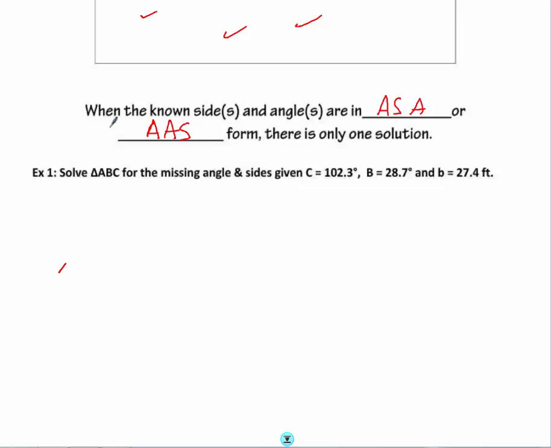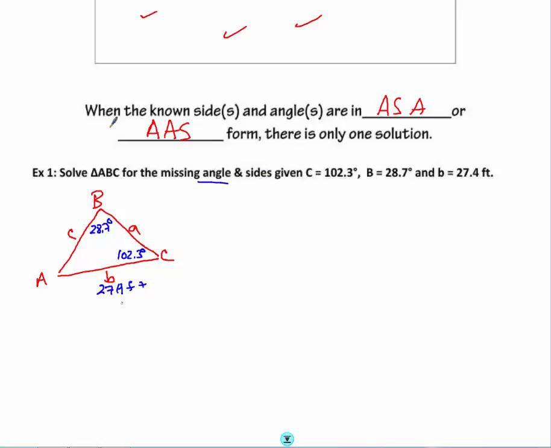So triangle ABC. Here's triangle ABC. Remember, there's no set way to draw these. I just draw them all the same way, so that I'm used to them being one way when I do my problems. All right, angle C is 102.3 degrees. Angle B is 28.7 degrees. And side b is 27.4 feet. I don't know anything about the rest of it, but it says solve triangle ABC for the missing angle and the sides.